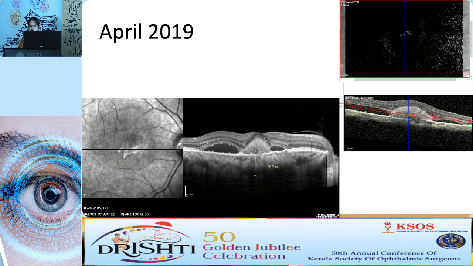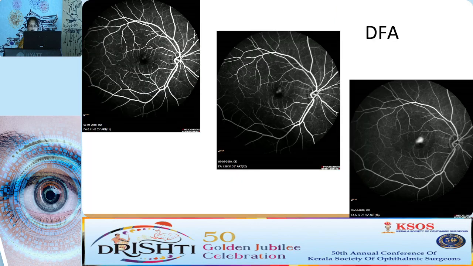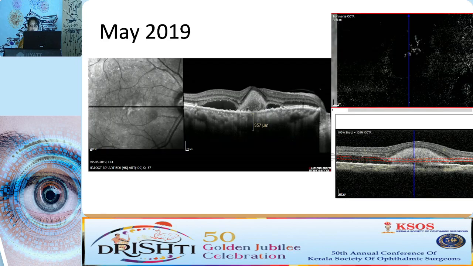We performed an OCTA at this point. A very suspicious network was seen, but there were no flow signals. So we went ahead with ICG and FFA, and FFA showed a clear leak. Diagnosed as a fibrin CSR, performed micropulse at the leak, and eplerenone was given for a month. One month later, this was the picture, there was not much change.